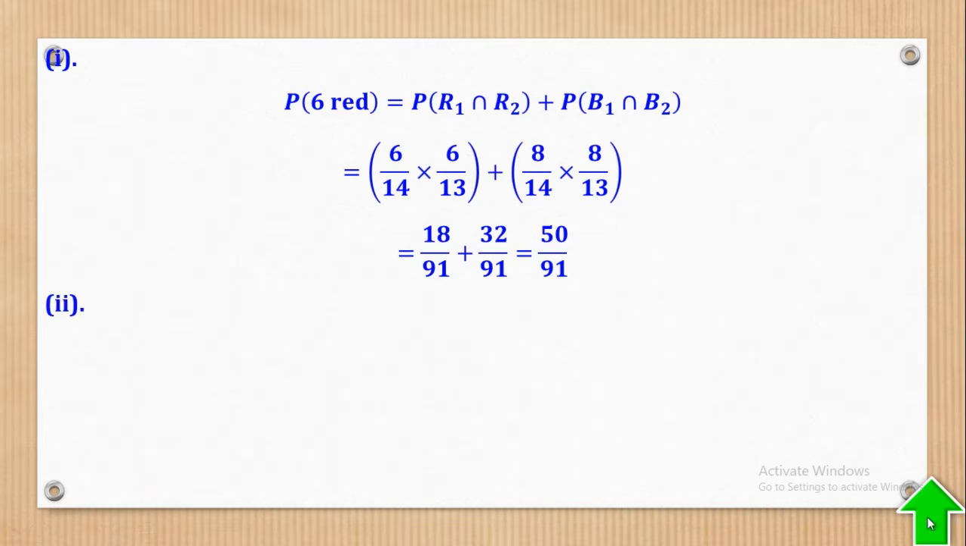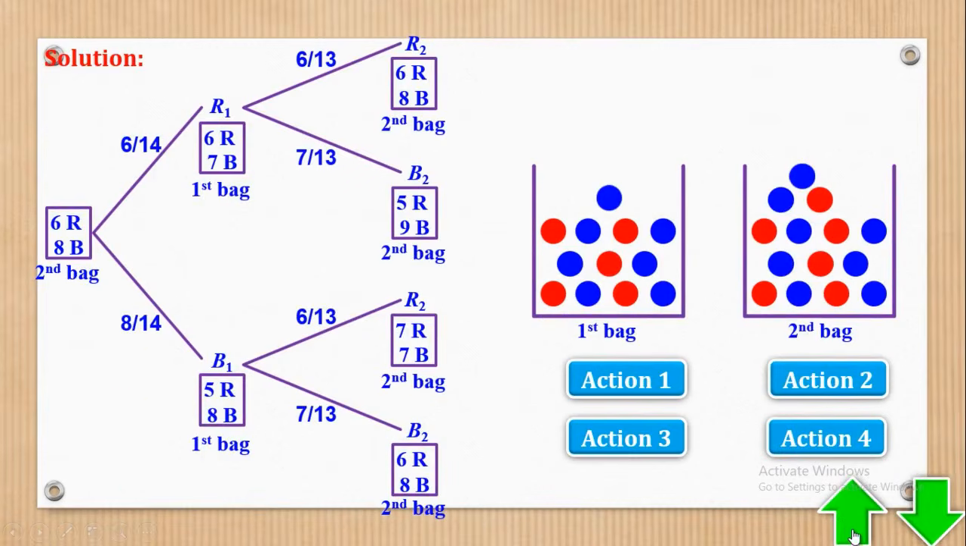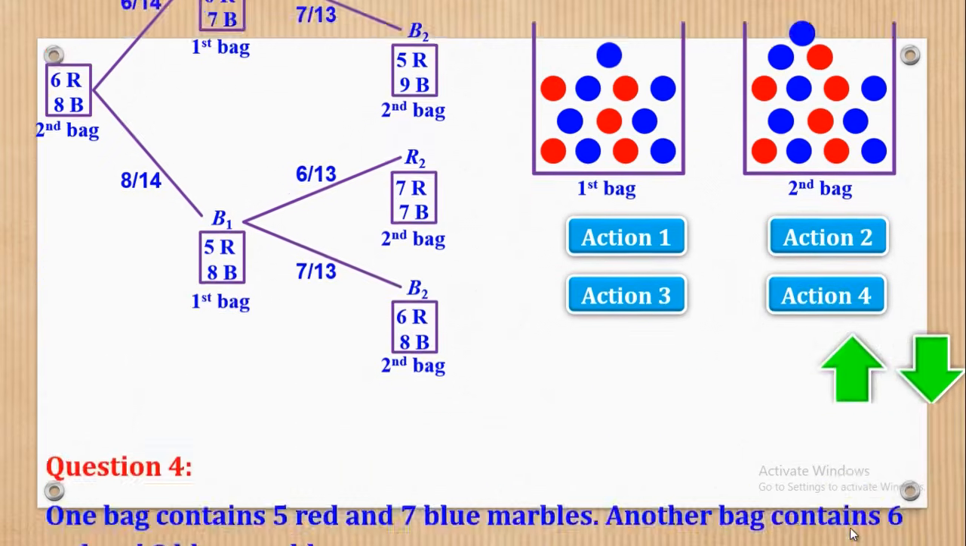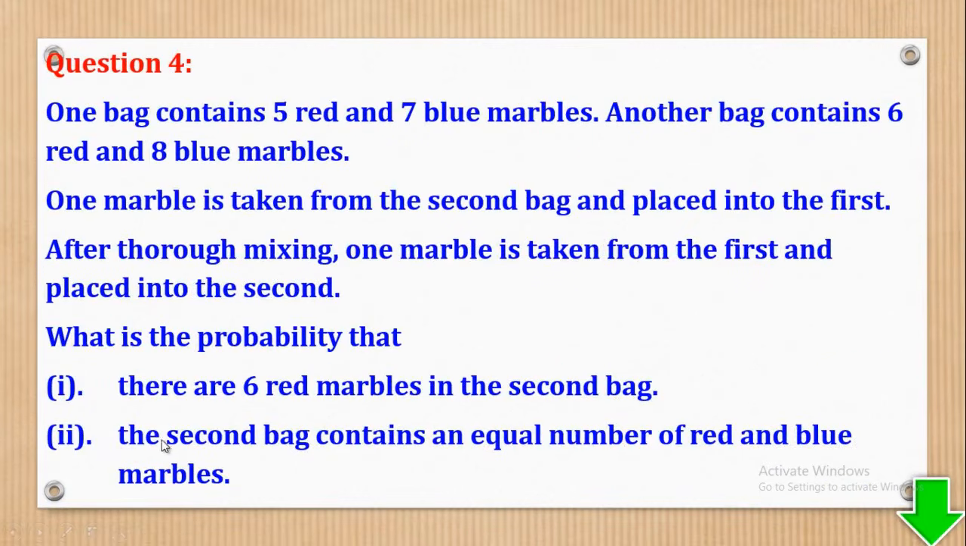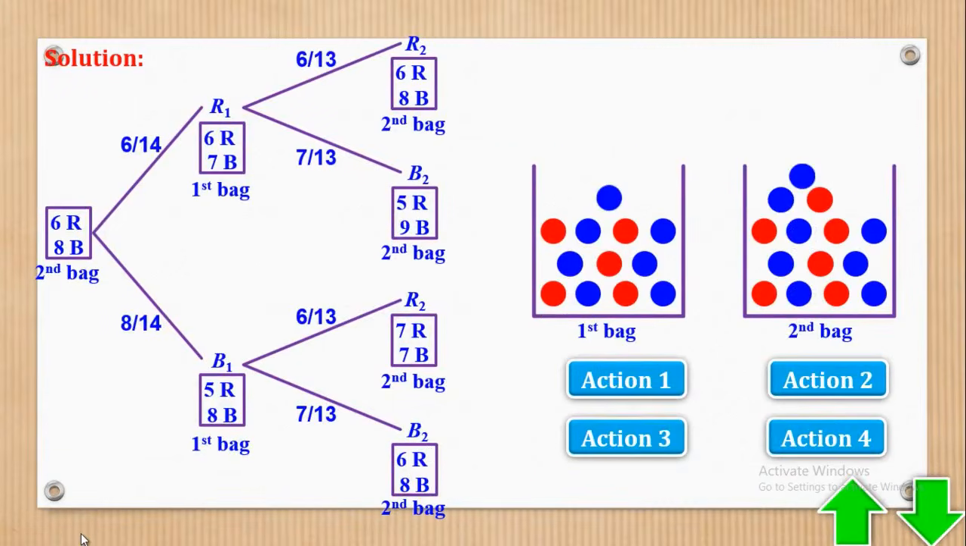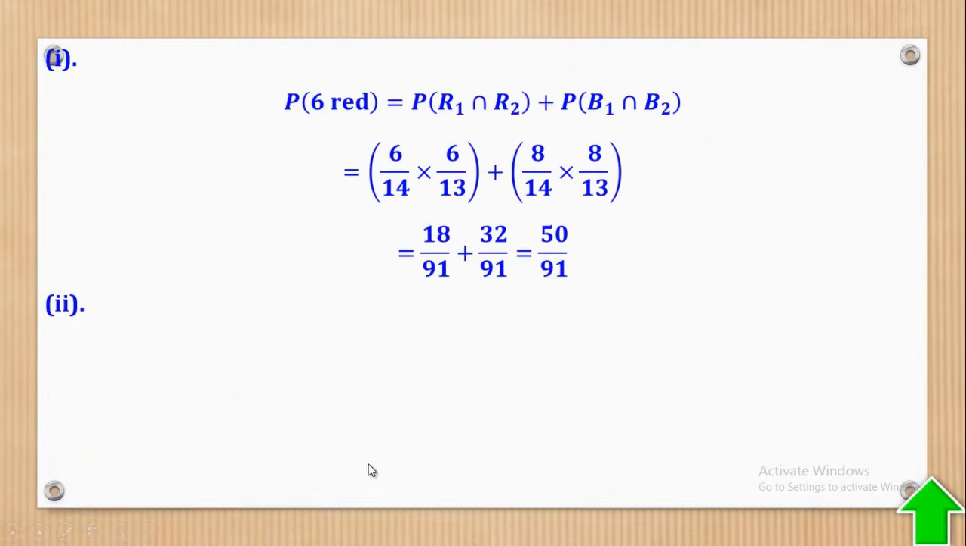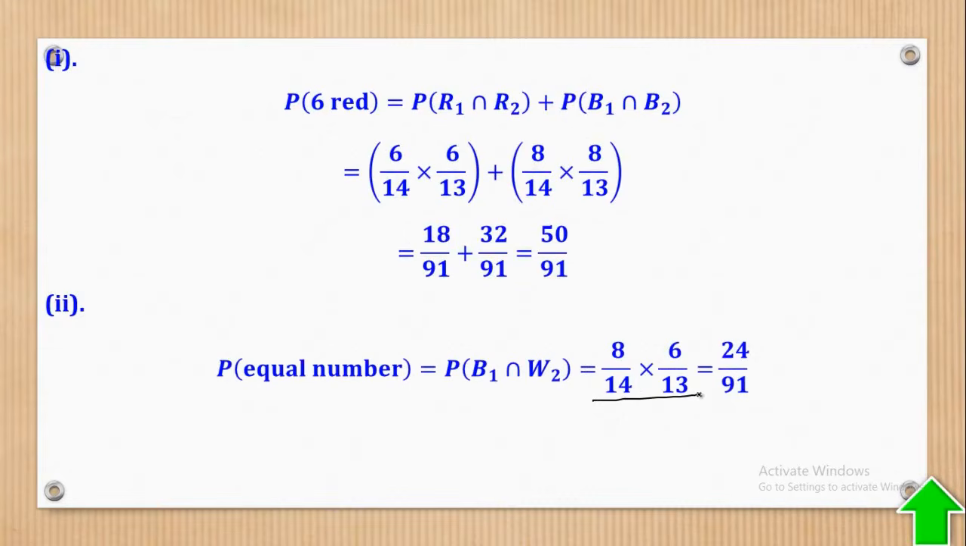What about Roman 2? Roman 2, they want the probability that the second bag contains an equal number of red and blue marbles. So equal number, we only have this, which is this times this. So I shall come here and write the equal number will be this times this, which gives you 24/91.